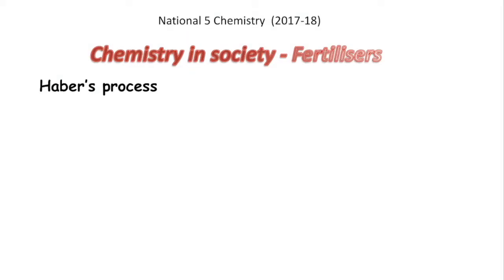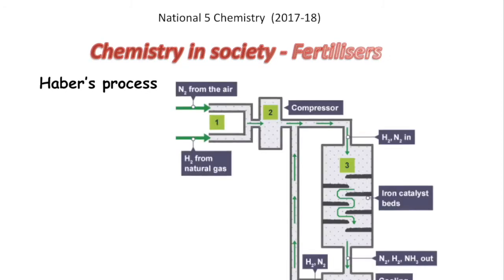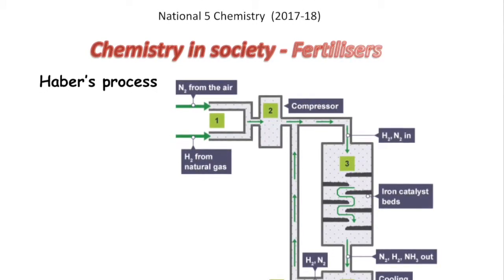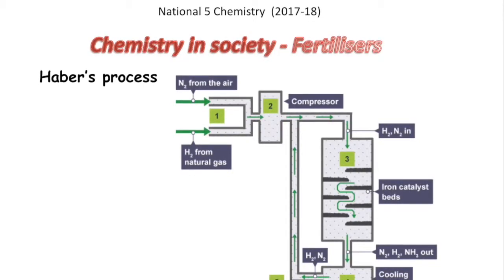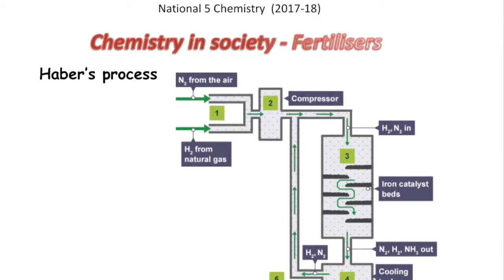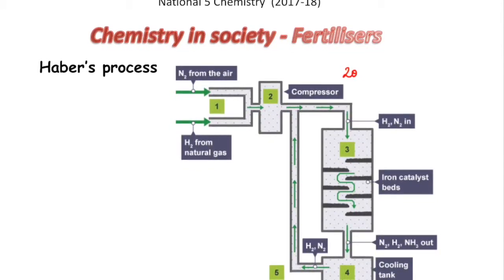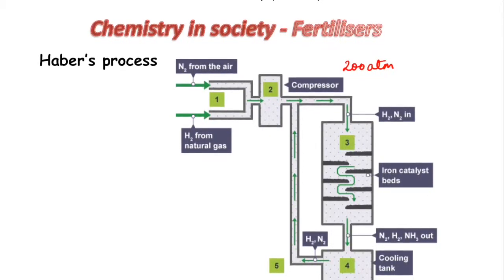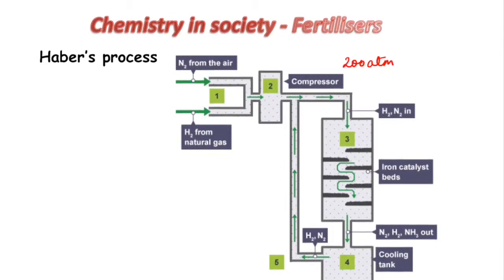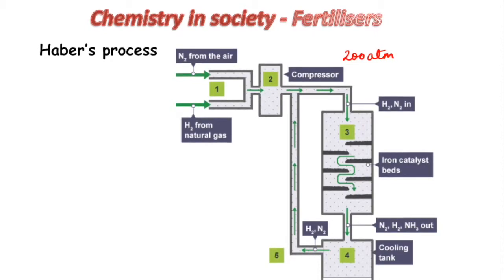Let's talk about Haber's process in detail. This is an industrial method for manufacturing ammonia. Nitrogen for this process is obtained from the air and hydrogen is obtained from natural gas. Mixture of the two gases is passed through a compressor which is maintained at a moderately high pressure of 200 atmospheres. The pressure is high enough to get a good yield of ammonia and low enough that the cost of the equipment is not very high.